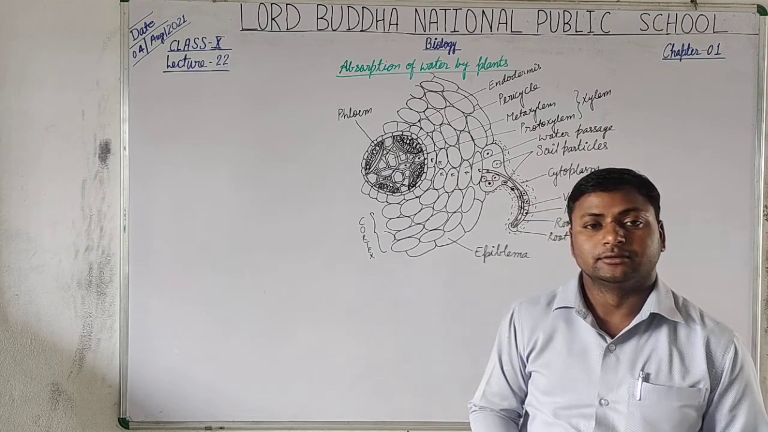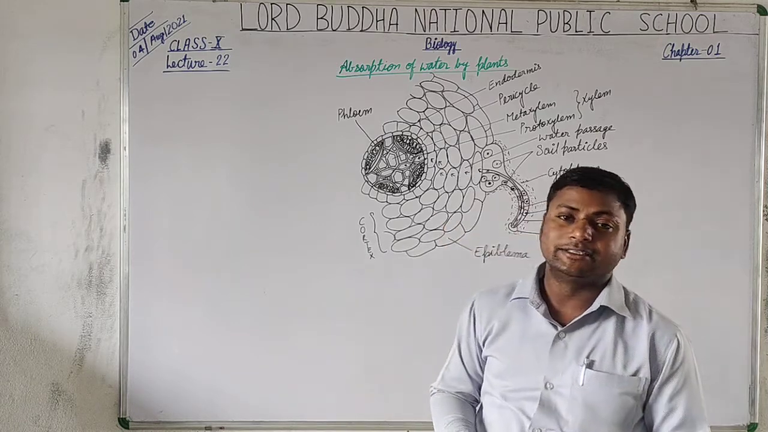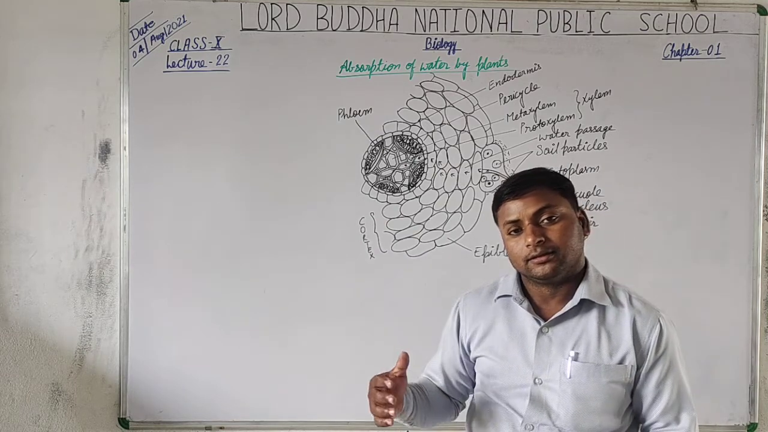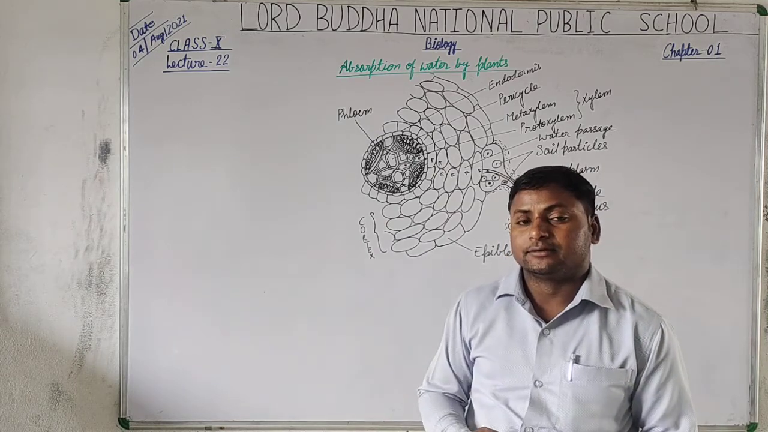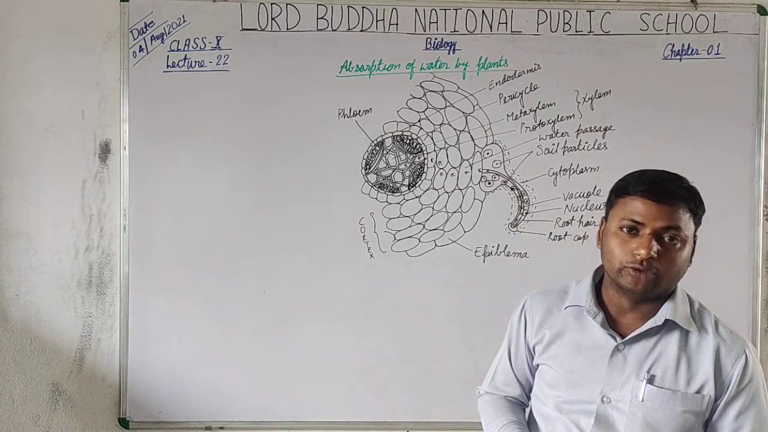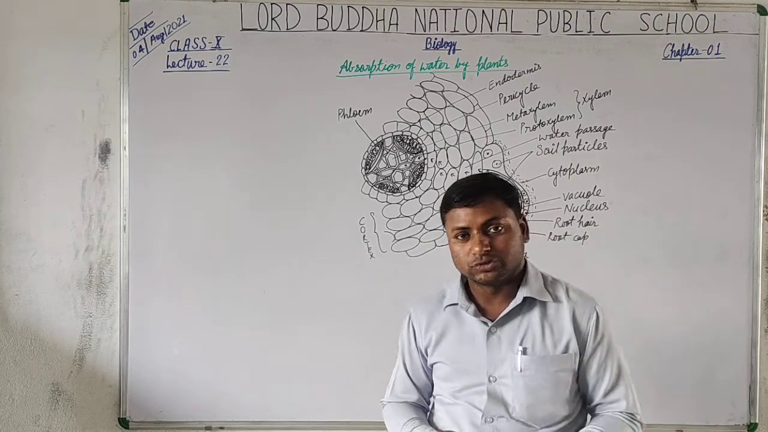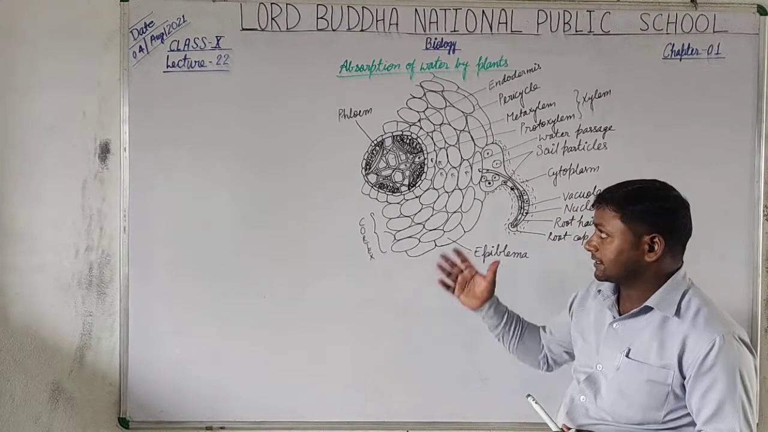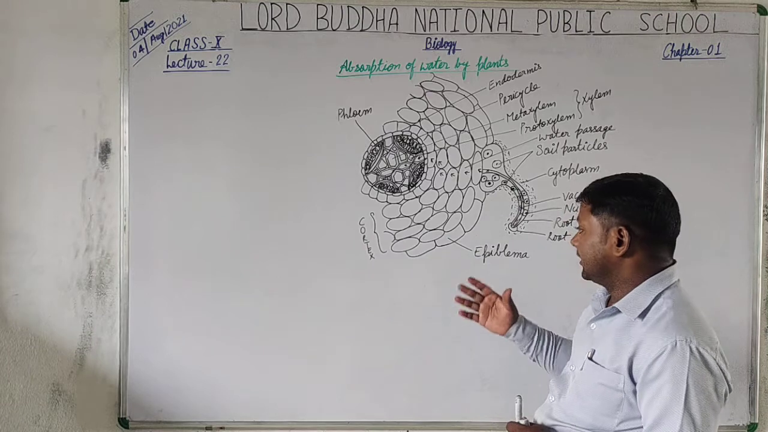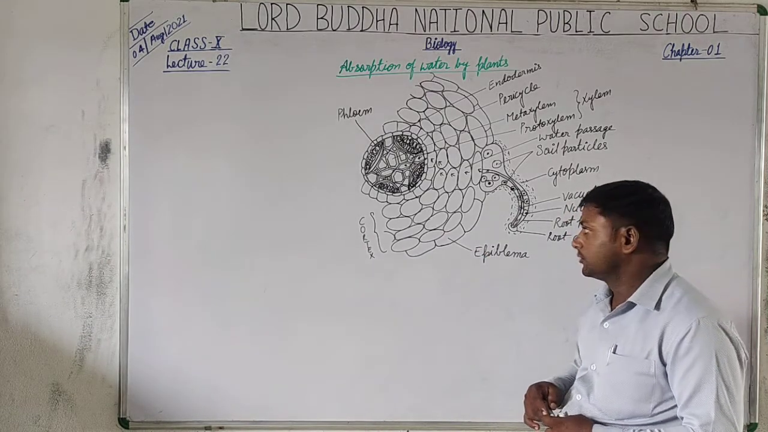Xylem helps in the absorption and distribution of water and dissolved minerals, dragged from the soil, and distributes them to the different parts of the plant body. So let's describe this structure, that is a transverse section, or TS, of a dicot root.